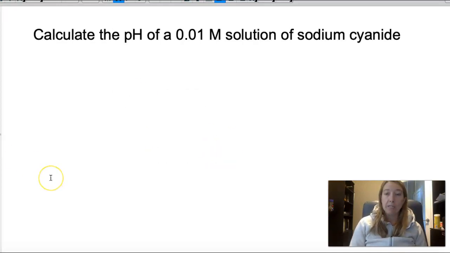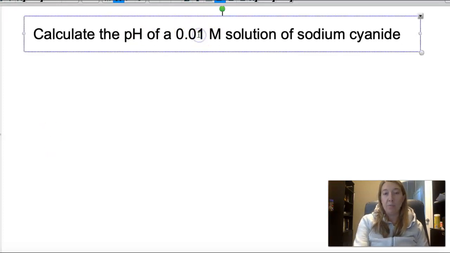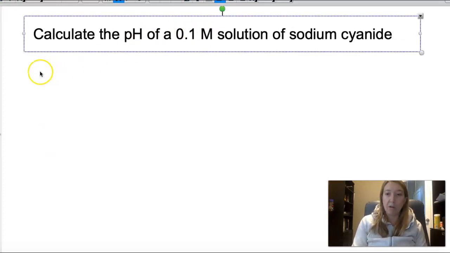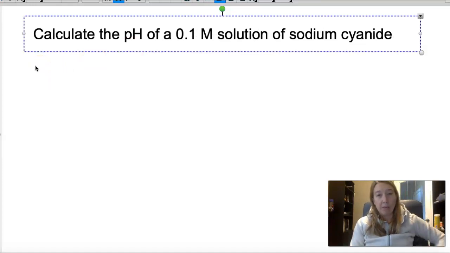Okay, so let's have a look at this one. So now we're going to actually look at calculating something besides just figuring out a Kb using our data table. So it says calculate the pH of a 0.01 mole per liter solution of sodium cyanide. Okay, I feel we need to change this to 0.1 because otherwise we can't approximate, and I want to approximate right now. So change the example to 0.1.